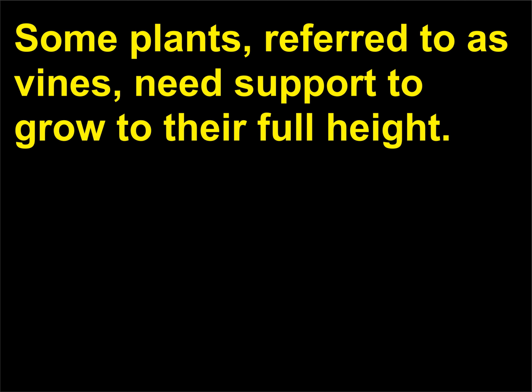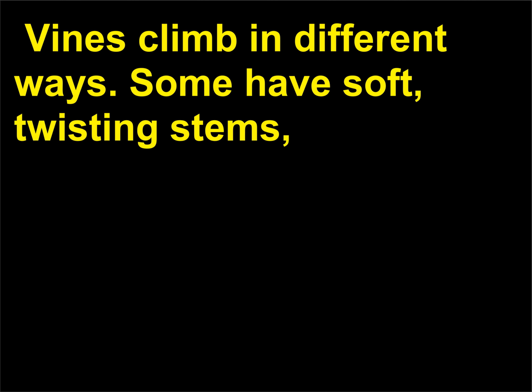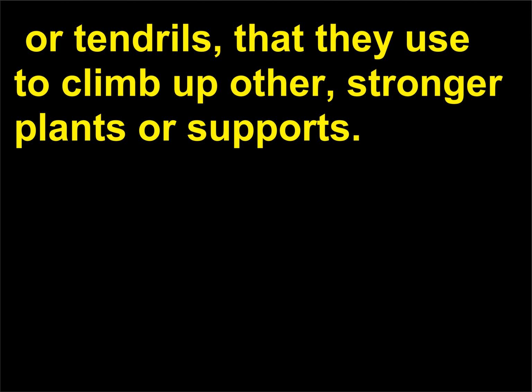Some plants, referred to as vines, need support to grow to their full height. Vines climb in different ways. Some have soft, twisting stems or tendrils that they use to climb up other, stronger plants or supports.